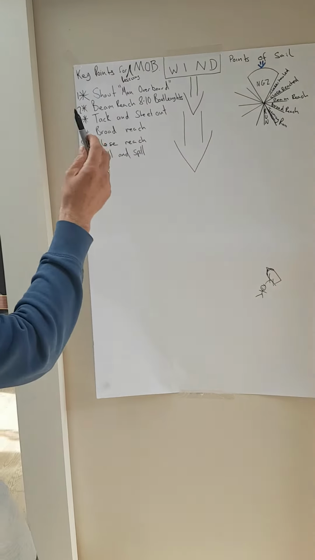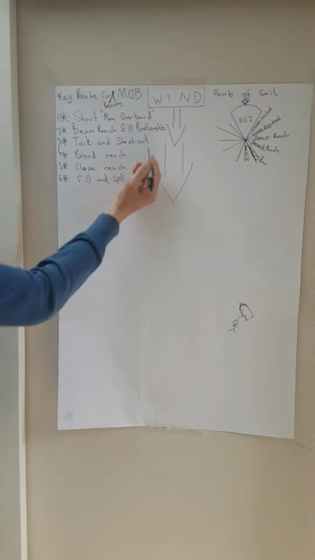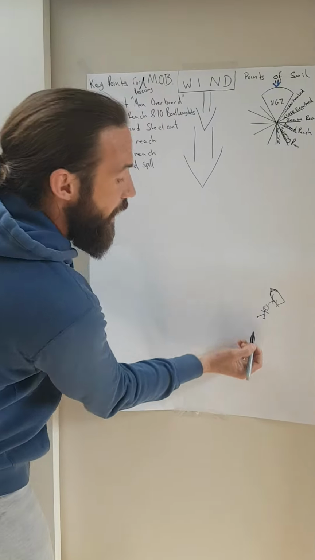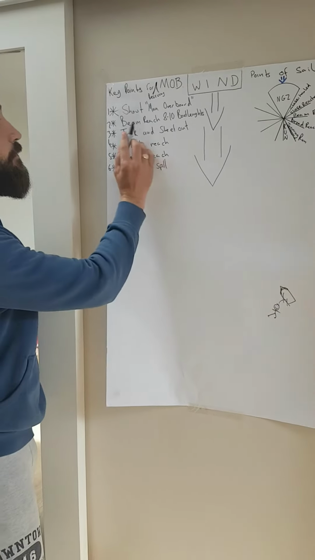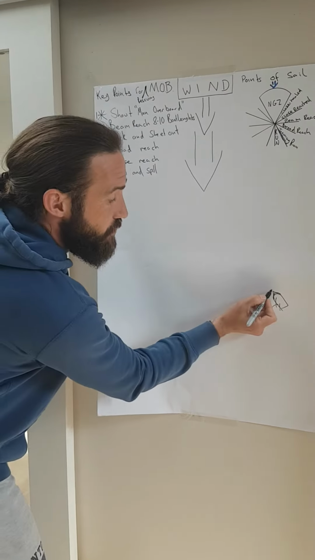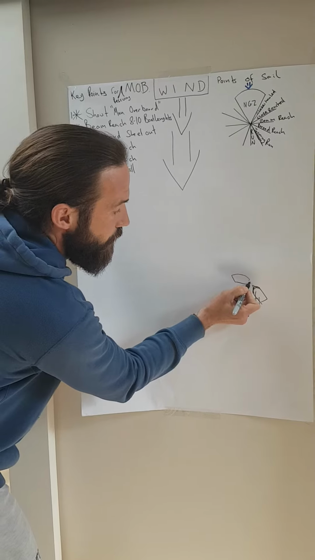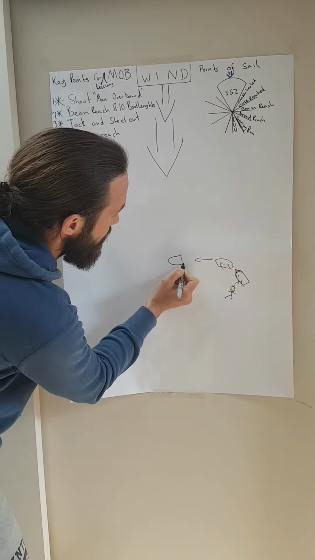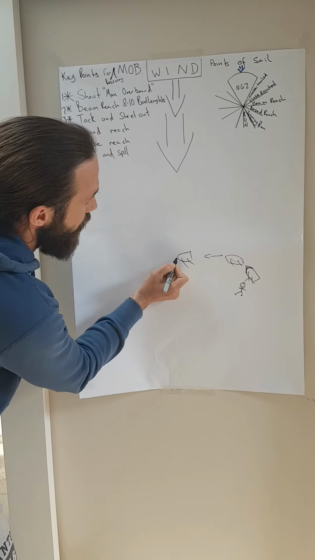And first thing we have to do is to shout man overboard to let other water users know that there's somebody in the water and to be careful. A second thing we have to do for this rescue is to turn onto a beam reach and sail 8 to 10 boat lengths across on the beam reach.